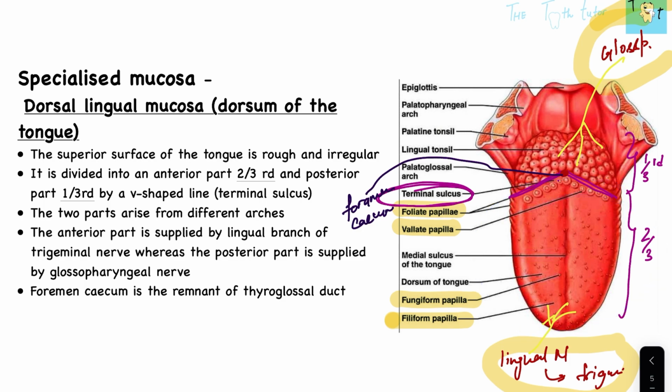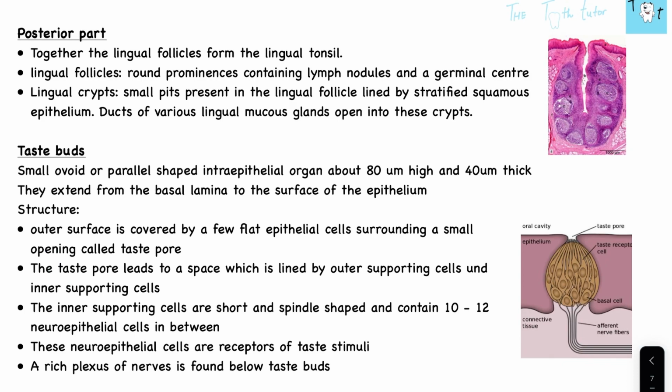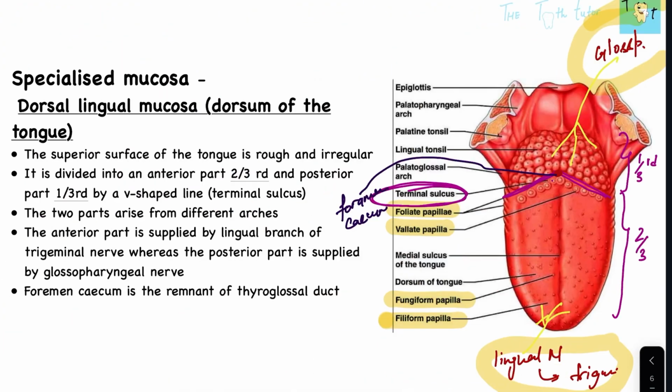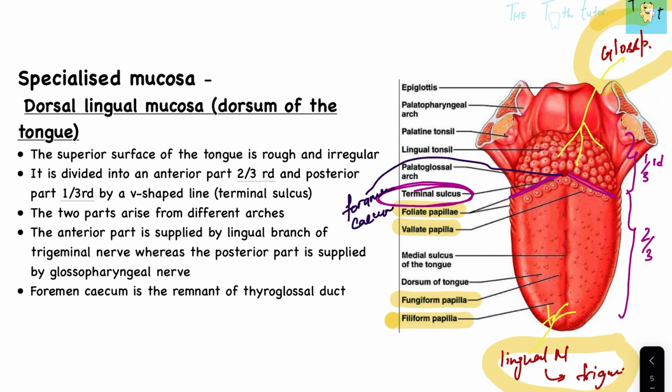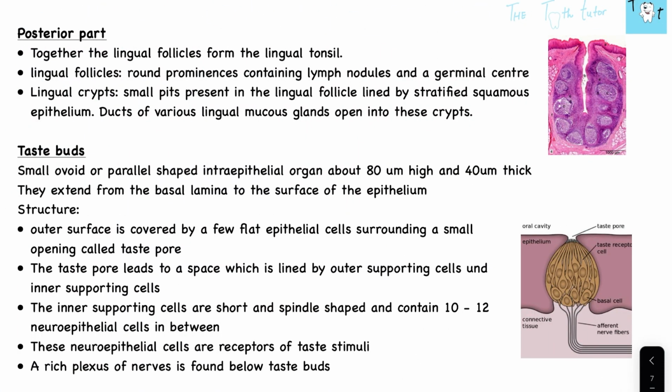Now we will be talking about the posterior part, this portion. If you look at the posterior part, the main feature present in the tongue is the lingual tonsil. These huge, big projections are the lingual tonsil. In the posterior part, the lingual follicles form the lingual tonsils. So these lingual tonsils are made up of the lingual follicles.